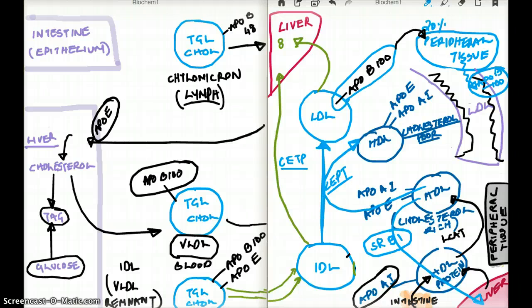SRB1 is not only present in the liver, it's also present in the testes, it's present in the adrenal medulla, it's also available in the ovaries. So these organs are going to use SRB1 to take up our good, rich cholesterol, HDL, back in the liver and back into these organs.